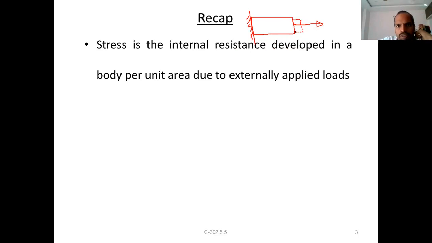This is what we call deformation, or change in length. Let us say this is delta L and the initial length is L. So delta L is the change in length and L is the initial length. Now let us say this load is P.